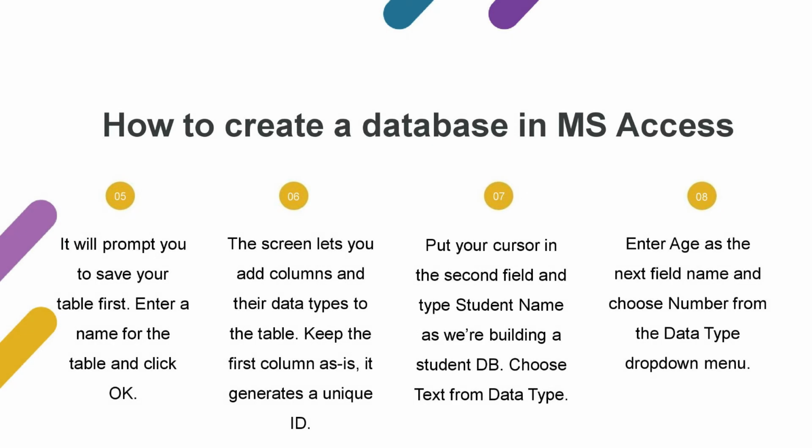So it will prompt you to save your table first, enter name for the table and click OK. Then the screen lets you add columns and their data types to the table. So keep the first column as is because it generates a unique ID for each of your items. So a unique ID or a primary key enables us to see the columns or rows singularly.